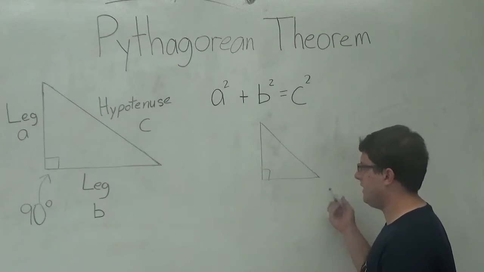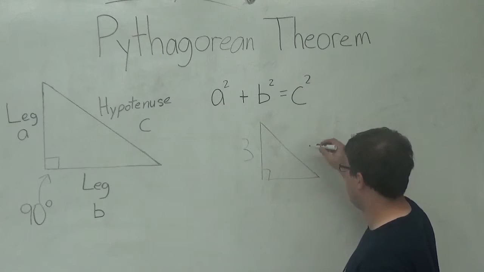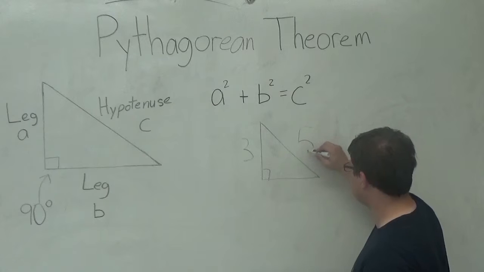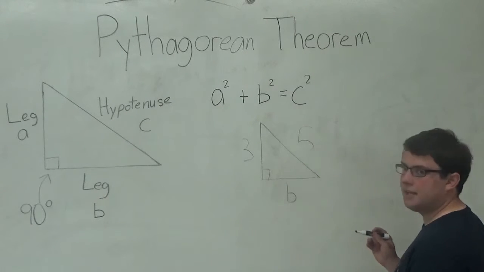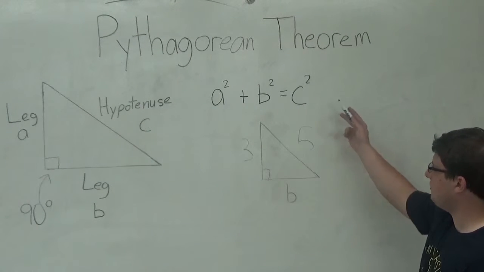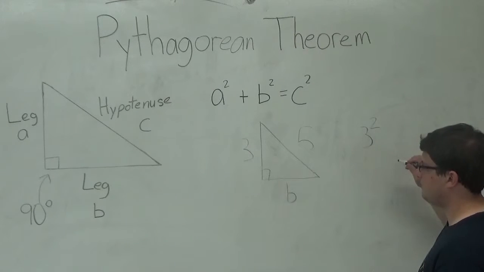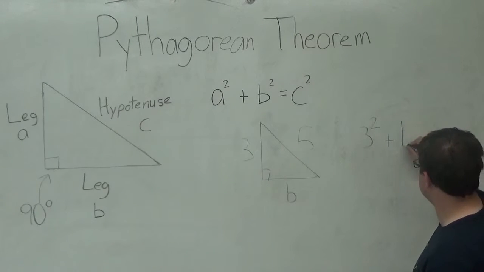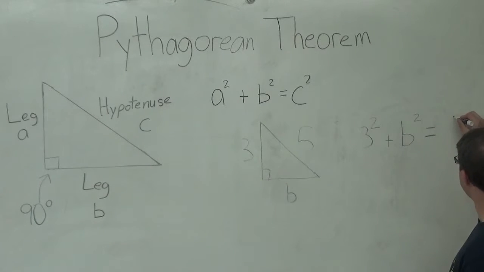So let's just say this leg, the length is 3, and we'll have the hypotenuse equal 5. And we'll just call the side B for now, since we don't know what it is. Using the Pythagorean Theorem, we can find the measure. So let's just set up using the formula. We'll do 3 squared plus B squared, since we don't know what B is, equals 5 squared, since we know what the hypotenuse is.